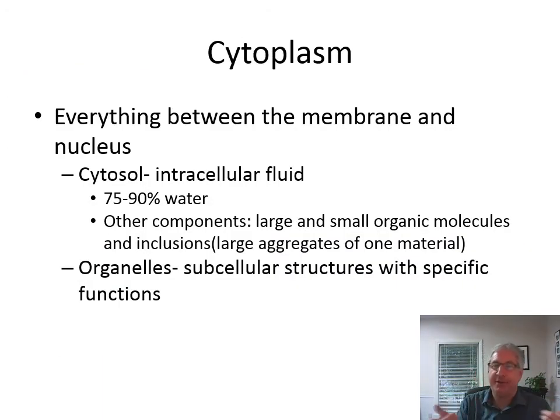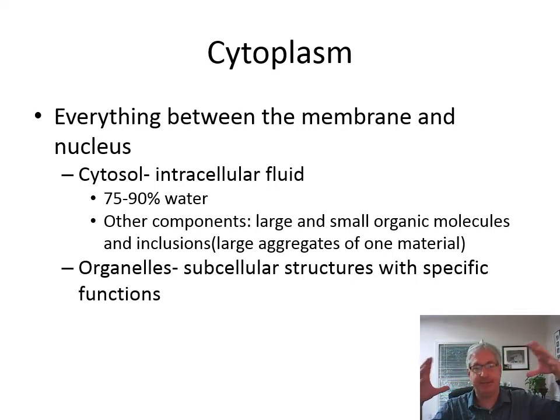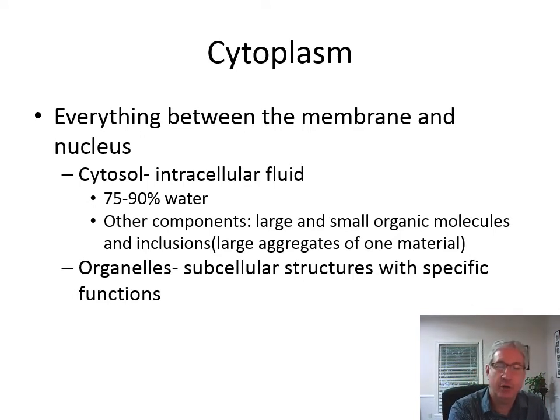So the cytoplasm is everything between the membrane and the nucleus. It does not include the nucleus, but it's everything inside the membrane except the nucleus. It's composed of the cytosol and the organelles. Cytosol is the fluid inside. It's 75 to 90% water. It also has large and small organic molecules and inclusions, which are aggregates of a material, say like glycogen. You can have glucose that's stuck together in chains, and it's called glycogen.